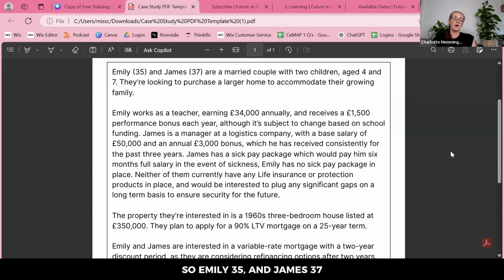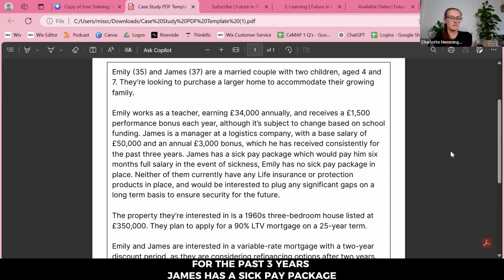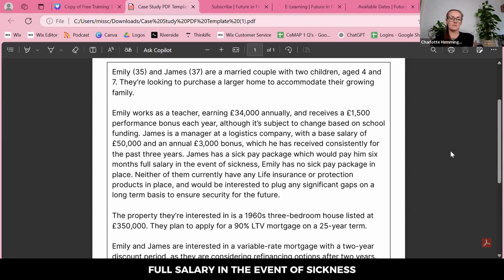So Emily, 35, and James, 37, are a married couple with 2 children, aged 4 and 7. They are looking to purchase a larger home to accommodate their growing family. Emily works as a teacher, earning £34,000 annually, and receives a £1,500 performance bonus each year, although it's subject to change based on school funding. James is a manager at a logistics company with a base salary of £50,000 and an annual bonus of £1,000, which he has received consistently for the past 3 years. James has a sick pay package, which would pay him 6 months full salary in the event of sickness. Emily has no sick pay package in place.